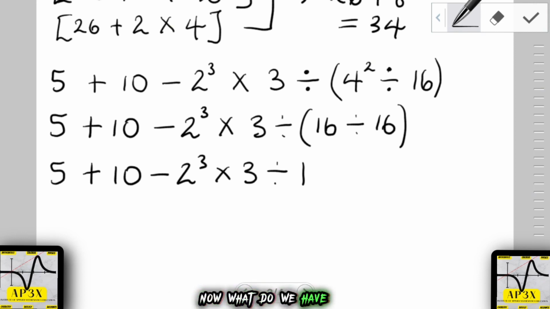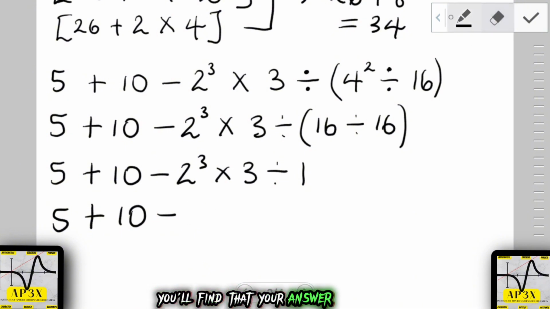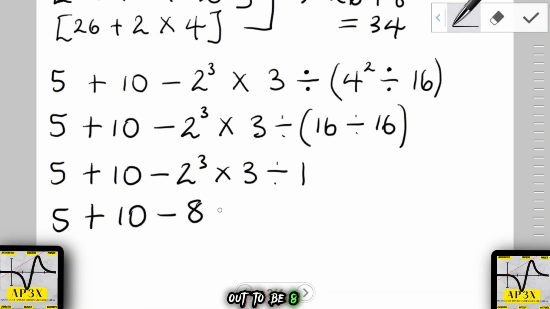Now, what do we have? The parenthesis is gone. Let's look to see if there's any exponent. In fact, there's an exponent here. So we can say 5 plus 10, take away 2 cubed means 2 multiplied by 2 multiplied by 2. And on your calculator, you'll find that your answer works out to be 8 multiplied by 3 divided by 1.